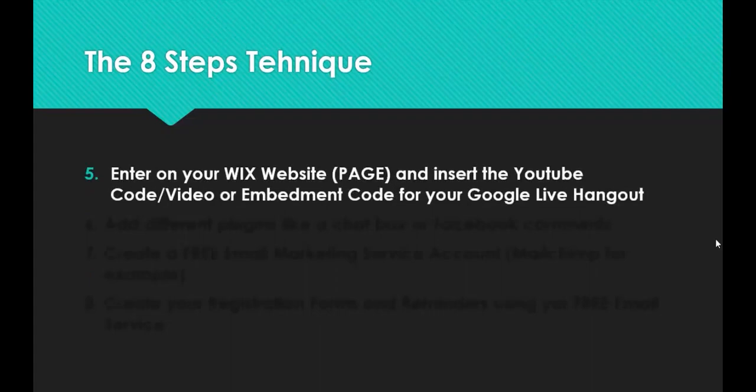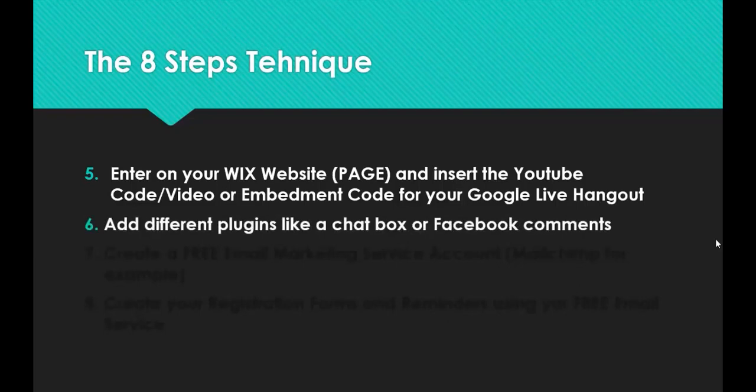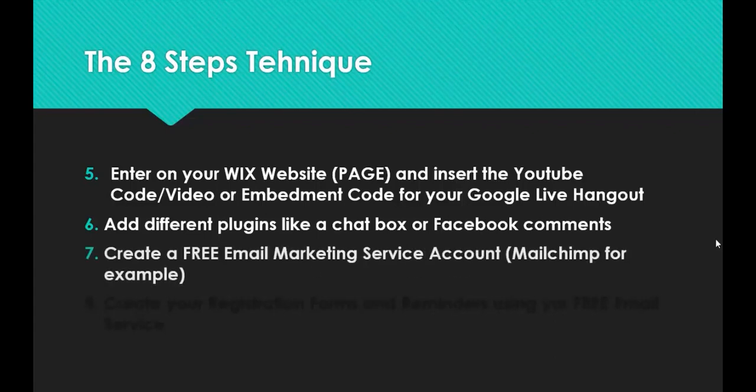After that, step number 5 is to enter on your Wix website page that you have created. You insert the YouTube code video or an embedment code for your Google Live Hangout there on your page, wherever you want the actual webinar to appear on the page. You can add different plugins there, like a chat box or like Facebook comments to that page if you want to, and I will show you an example for that.